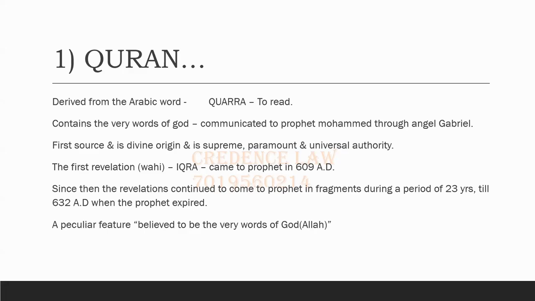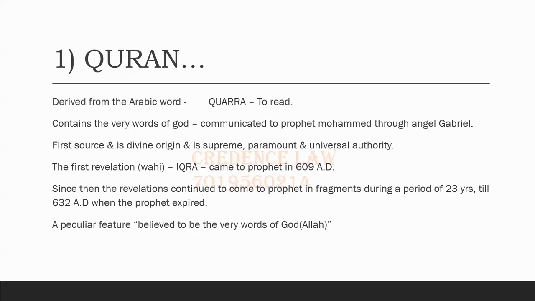First, we have the Quran. The word Quran has been derived from the Arabic word Qurra. Qurra means to read. And the Quran contains the very words of God as they were communicated. The verses of the Quran were communicated to the Prophet through an angel, Gabriel. It was from God to the Prophet through the angel Gabriel. And this Quran is considered to be the very divine source, and it is the original source because it has been revealed by God himself, and it has universal authority.